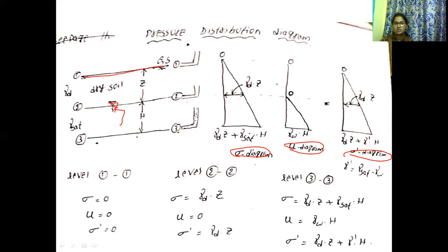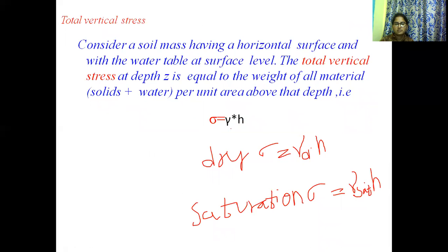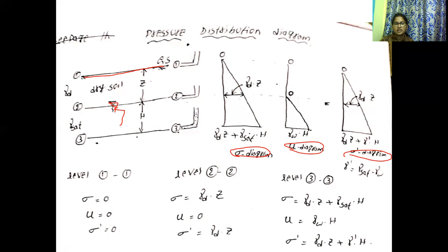Total stress is equal to that particular soil unit weight multiplied by the layer depth. The soil unit weight of either dry soil or wet soil, the unit weight of the particular layer, multiplied by the particular depth. So here the soil is in dry condition, so gamma D into Z. The equation is gamma into H, the particular soil unit weight multiplied by the particular depth, the first layer depth. So here gamma D, dry soil, gamma D into Z.